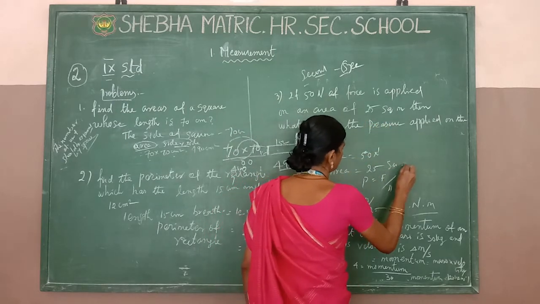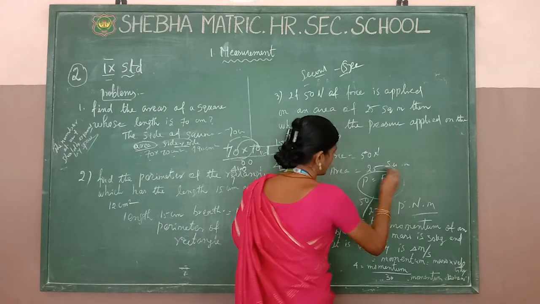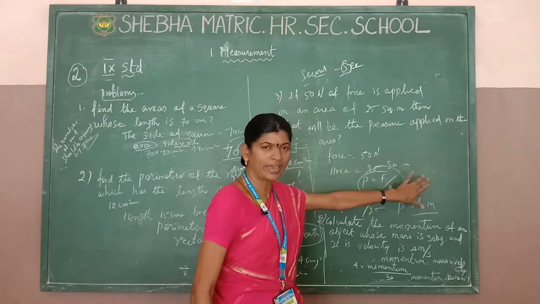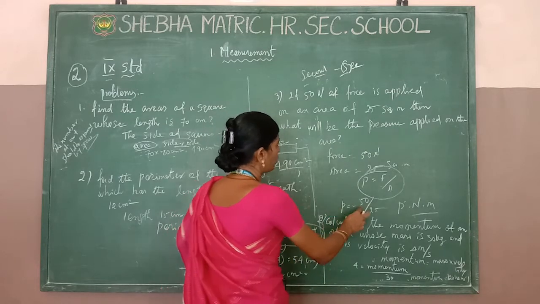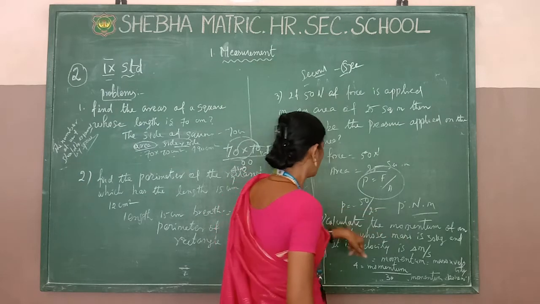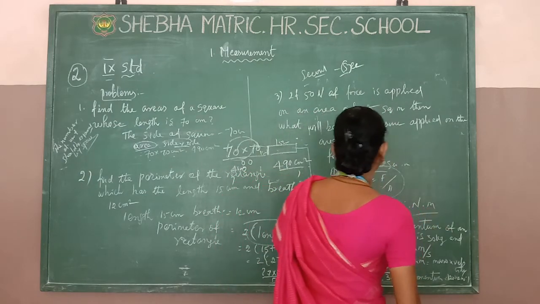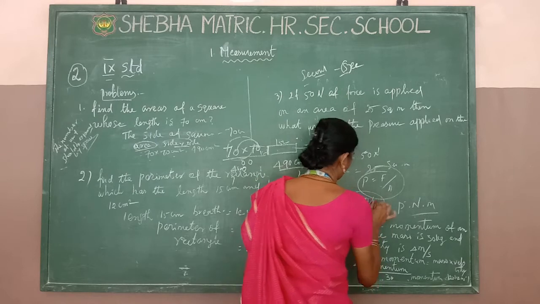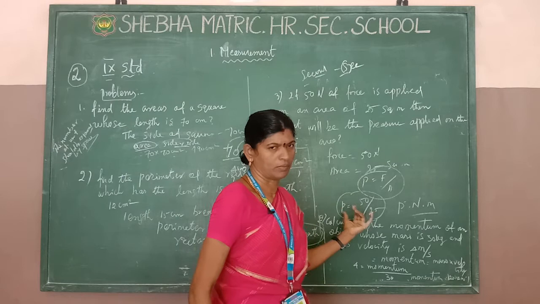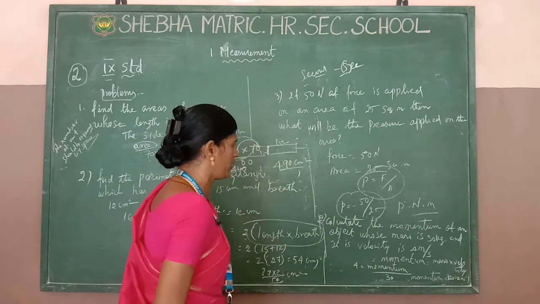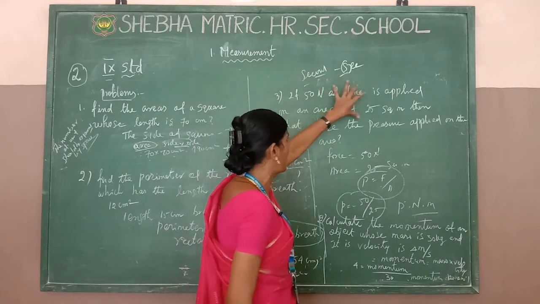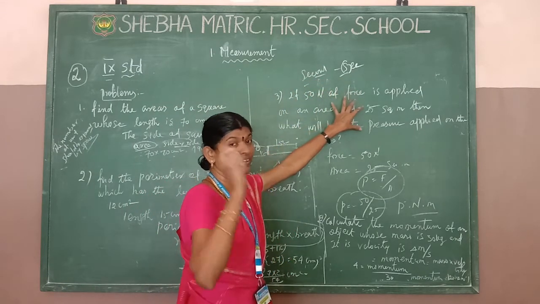Area 25 square meter. So pressure equal to F by area. This is the formula. P equal to F by area. Then P equal to 50 newton by 25 square meter. What is the pressure in newton per square meter? Here 50 by 25 newton. Pressure is in newton per square meter. Is it clear?